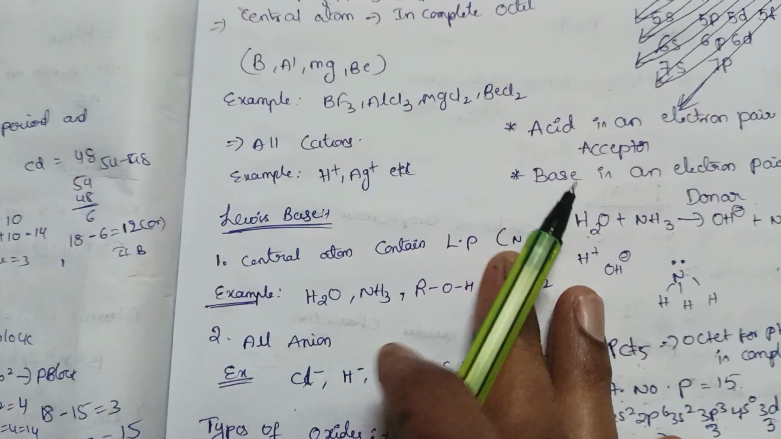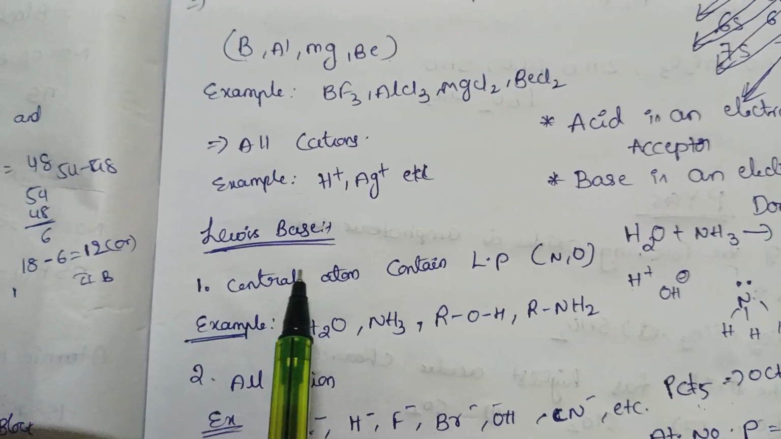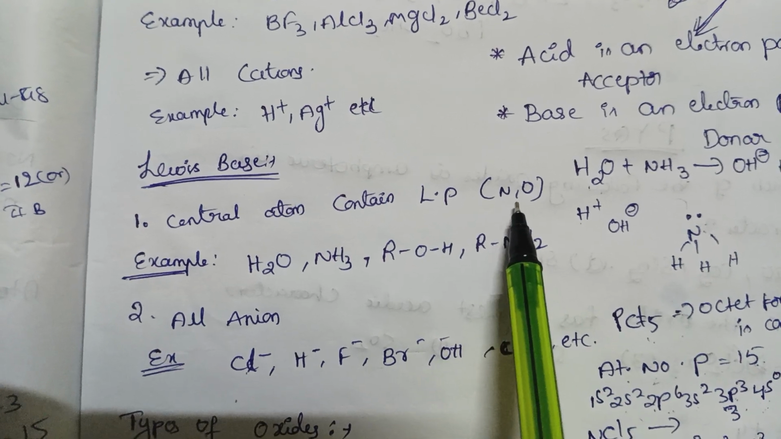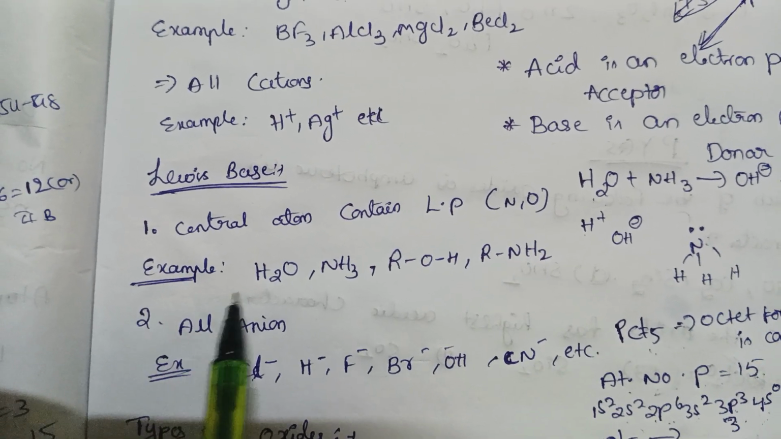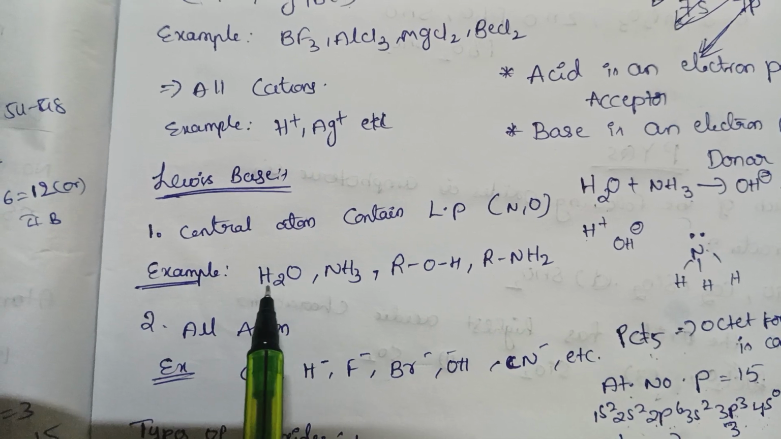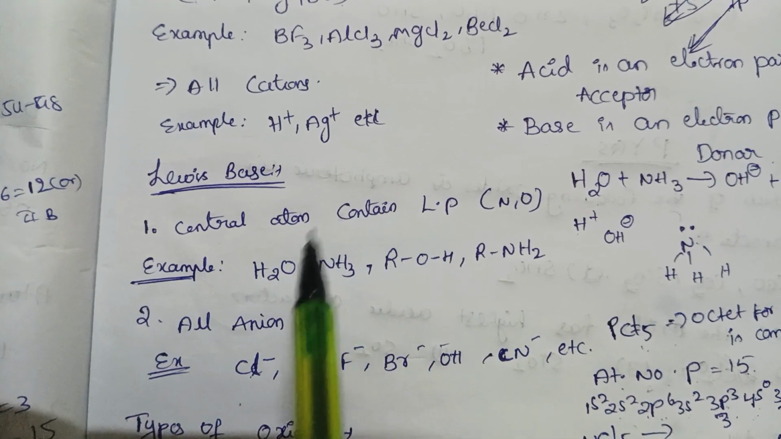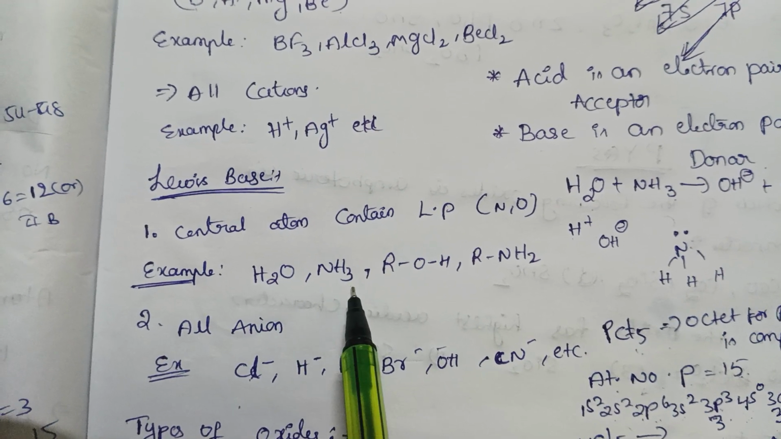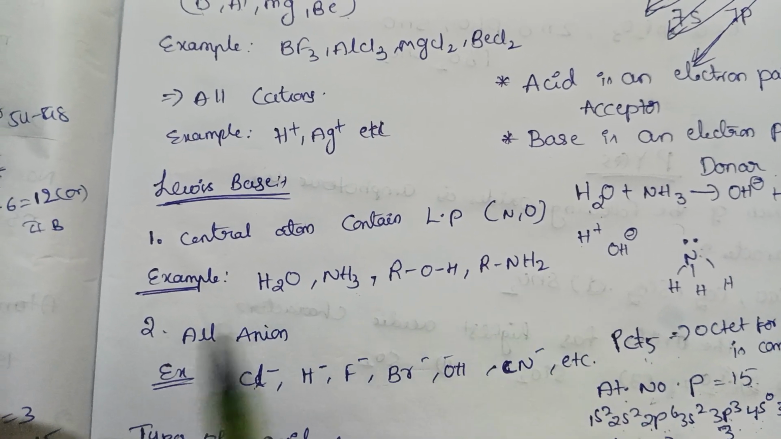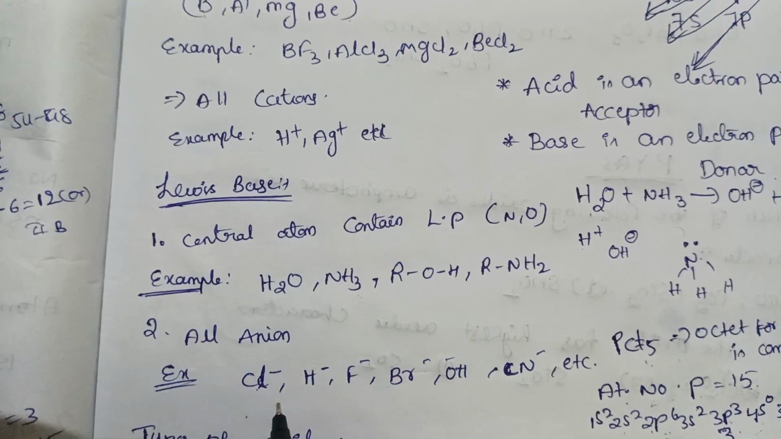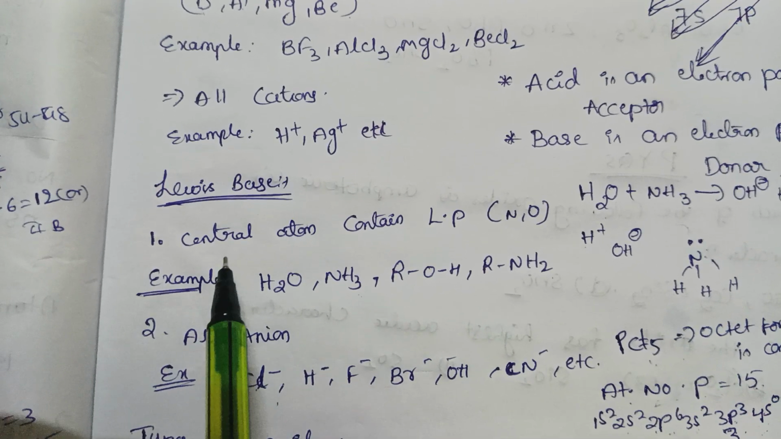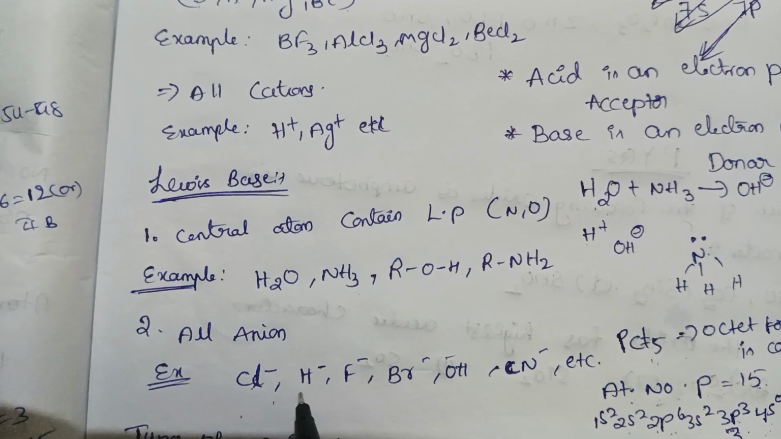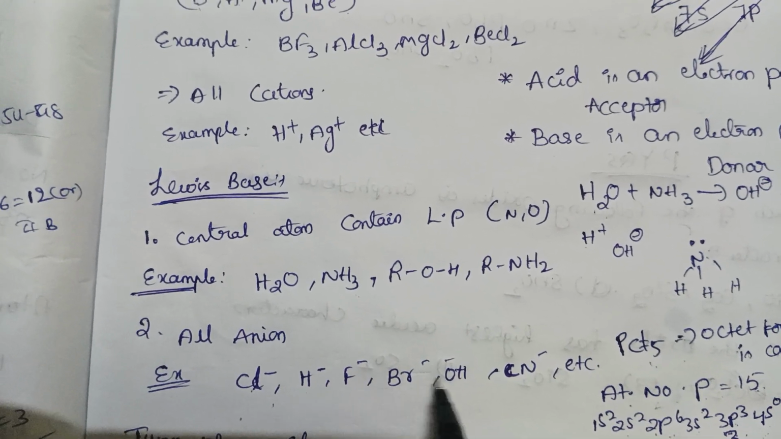The next one is the Lewis base. The central atom contains lone pairs, like nitrogen and oxygen. Examples of molecules containing lone pairs: water, NH3, alcohols, amines, etc. All anions act as Lewis bases: Cl minus, H minus, F minus, etc.